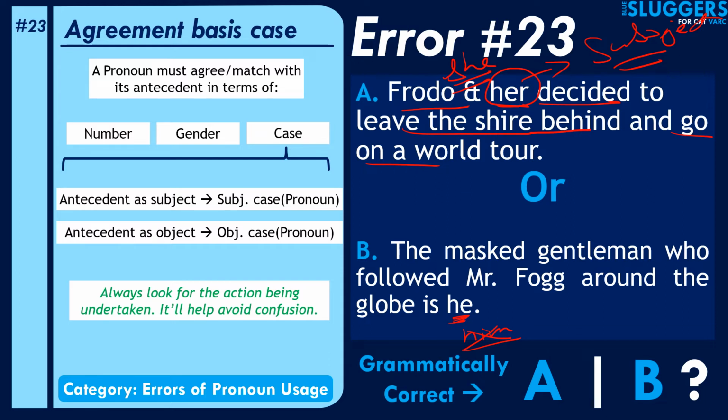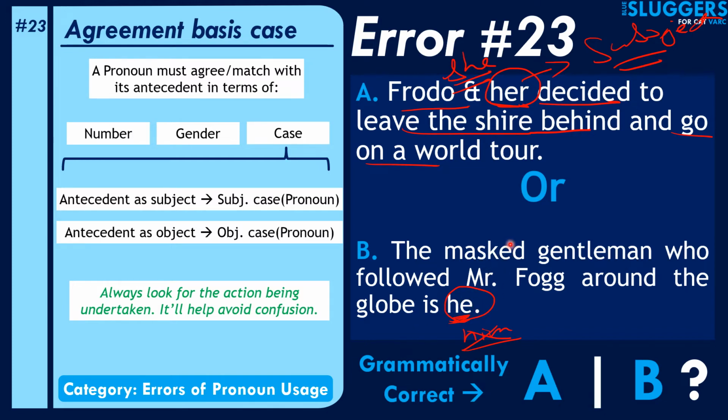If using "he" is correct here, that means this should be functioning as a subject. Well, it is. I'll tell you how. The masked gentleman who followed Mr. Fogg around the globe is he. Look at the action. What is the action? The action is following Mr. Fogg around the globe, right? Who's doing that action? Is Mr. Fogg following himself around the globe? No, it's this masked gentleman.